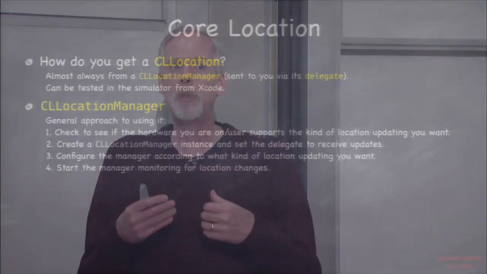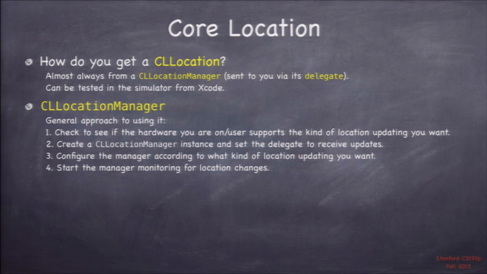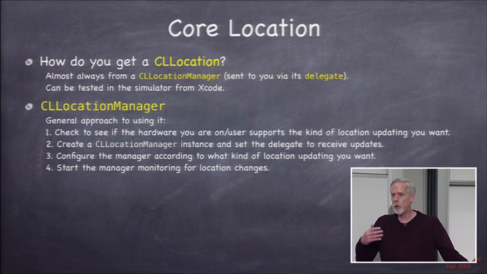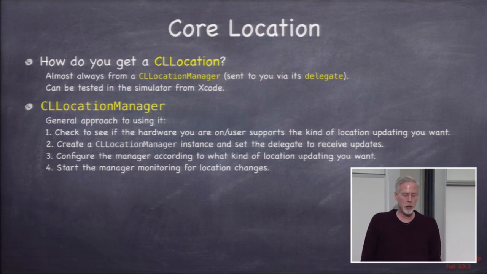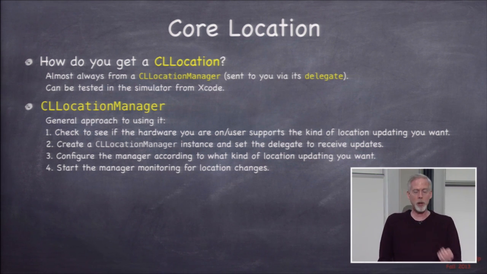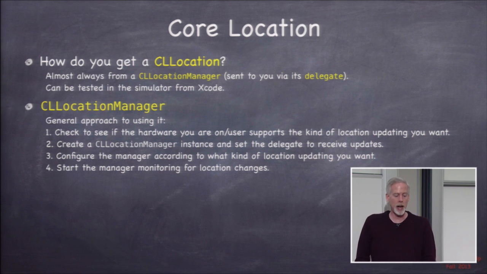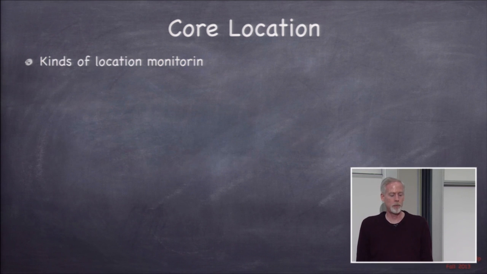All right, so CLLocationManager, how do we use this thing to get our location? You create it, you check to see what hardware you have, because every different device, iPhone 4s, iPhone 5s, iPads, have different hardware in them for figuring out where they are. And so you're going to check to see what's available. Then you're going to set this delegate to be any object you want. And then you're going to configure it for what kind of location updates you want, accuracy, things like that. And then you're going to start it running. And it's going to start reporting to you where you are.